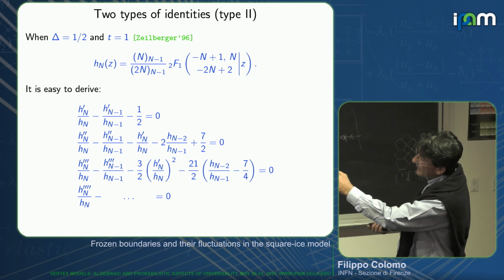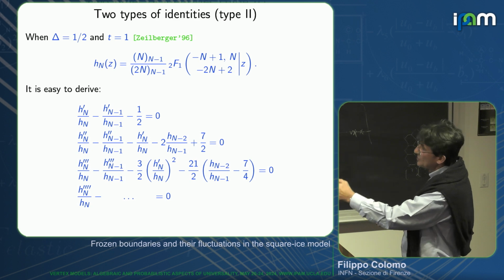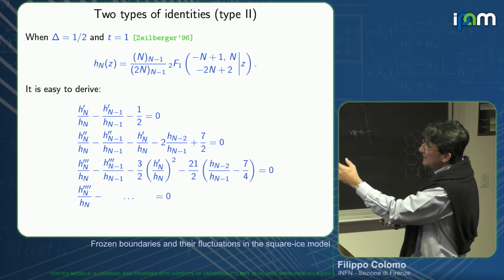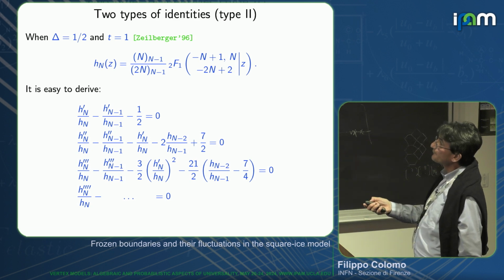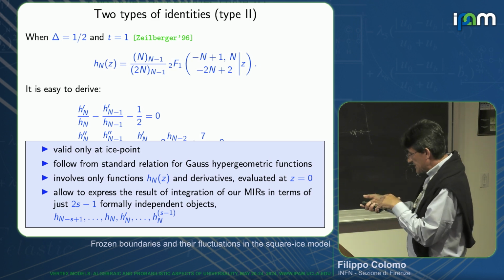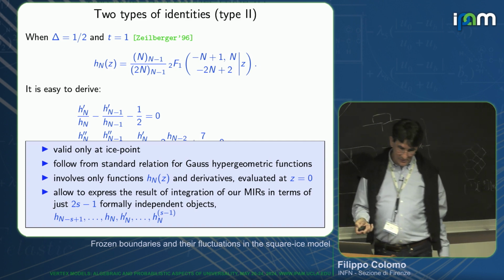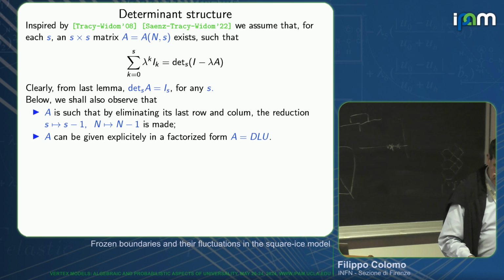Again, they relate derivatives of h_n evaluated at 0 in terms of lower order derivatives. And the two sets allow us to express the result of our integration in a smaller number of variables.